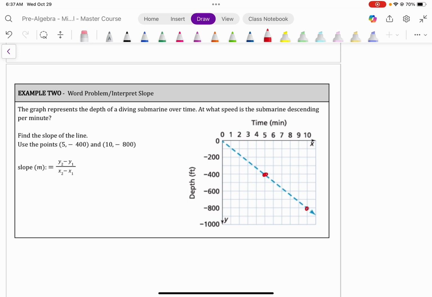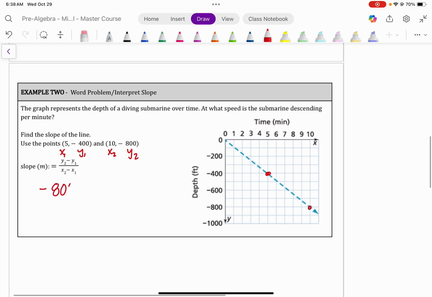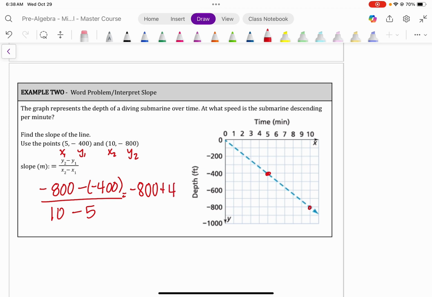So we've got these 2 points, (5, negative 400) and (10, negative 800). So this is x1 and y1, x2 and y2. So we need to take y2, negative 800, and we're going to subtract negative 400. And then I'm going to do 10 minus 5. Okay, so in my next step, I'm just going to start to simplify. Negative 800 plus 400 over 10 minus 5, so 5. And my numerator is going to be negative 400 over 5.